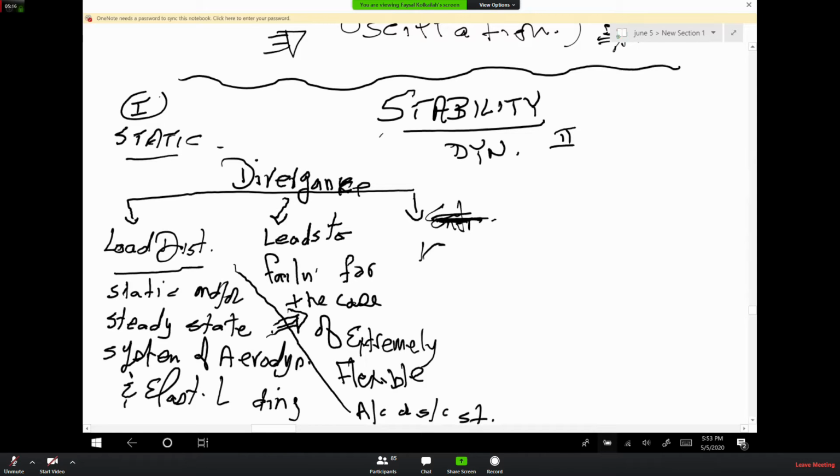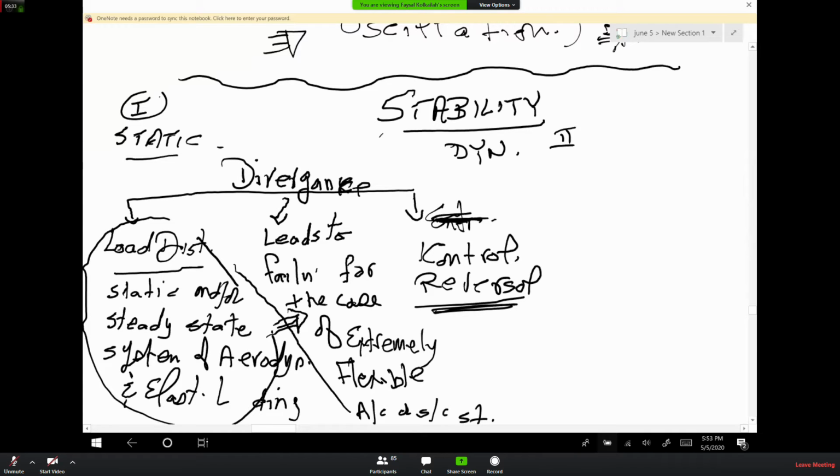This case, control reversal. Meaning what? So we have the load applied to the aircraft or spacecraft structure. In the case of an extremely flexible situation, this load will cause divergence. The divergence can cause it to fail or to fracture.